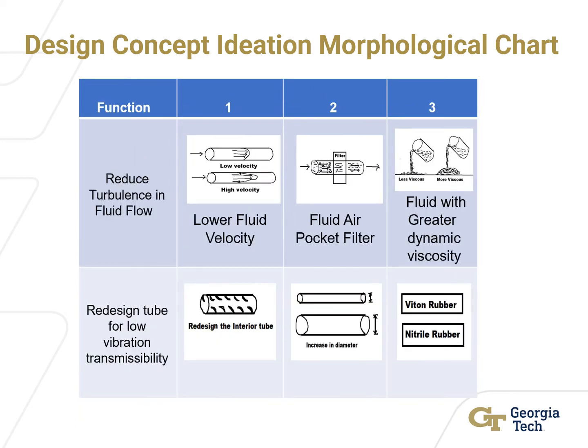In order to reduce the vibrations caused by the cooling system, there were a number of factors that needed to be considered, such as lowering the fluid velocity, introducing an air pocket filter, and redesigning the tube itself. However, we have combined all of this in order to create a passive isolating model which reduces the turbulence caused by the coolant system and also absorbs the vibrations caused by the long stroke of the carrier.